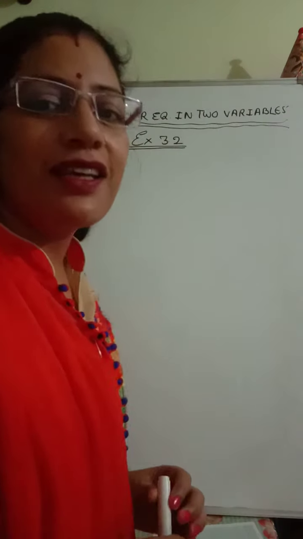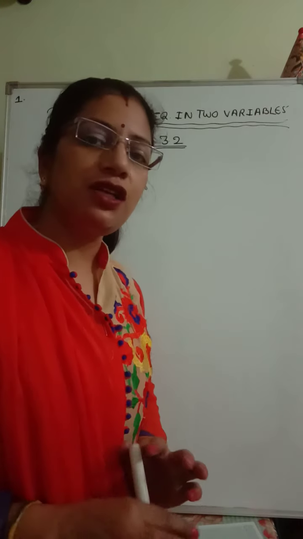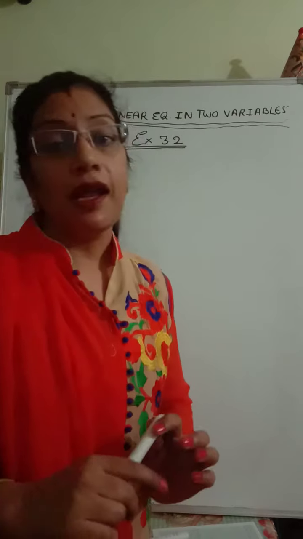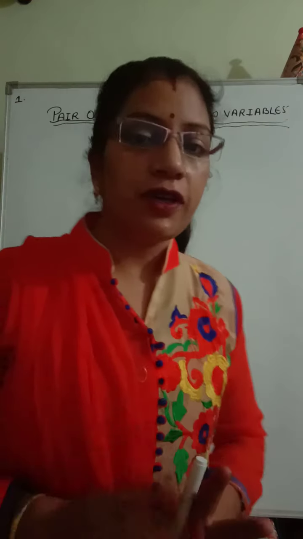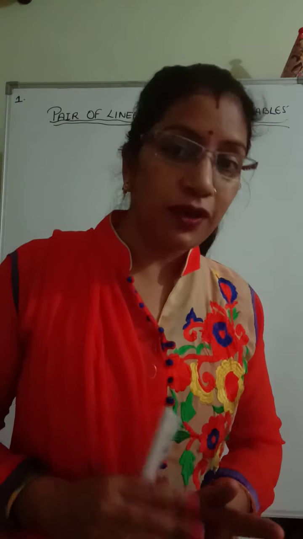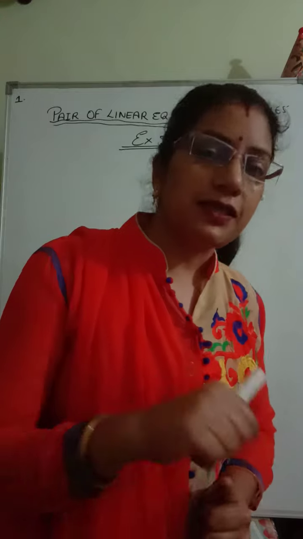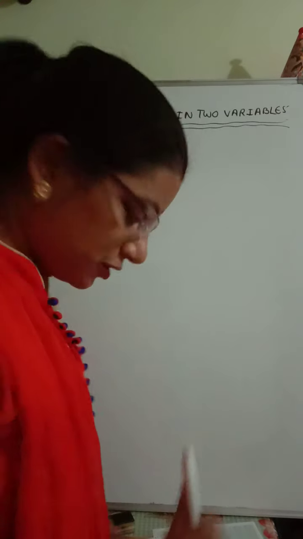So today we are starting exercise 3.2 of chapter number 3, pair of linear equations in two variables. In the last video we did exercise 3.1. There were 3 questions of graph. Hope you have done all the questions and tried some more questions related to that. So today we are starting exercise 3.2. Let us start from the first question.